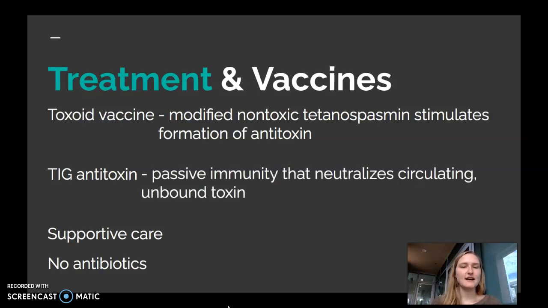And then the antitoxin is another form of treatment. They can put it in through an IV if someone has tetanus, and this provides immunity that neutralizes the toxin. However, this only helps neutralize the toxin that is circulating in the blood and lymph, not the toxin that is already bound to the neurons. You can also get supportive care that will help with any breathing issues, but they do not recommend using antibiotics in treating this disease.